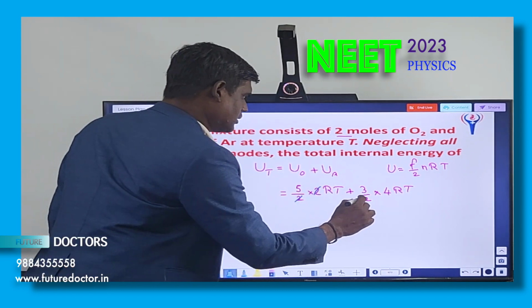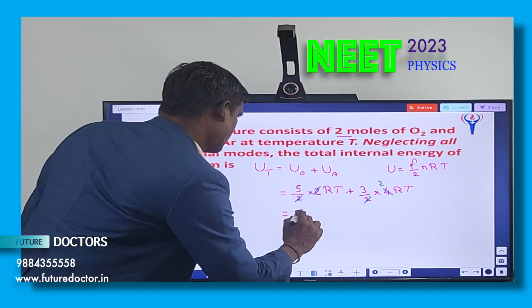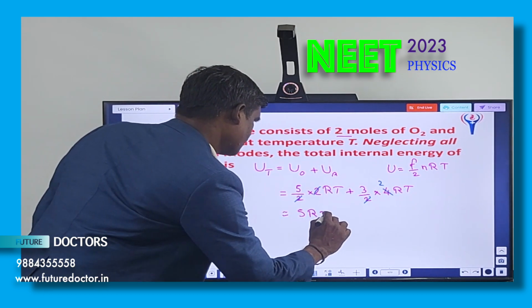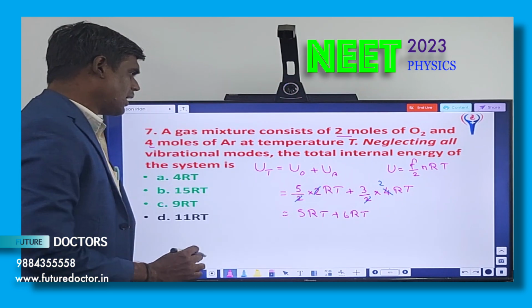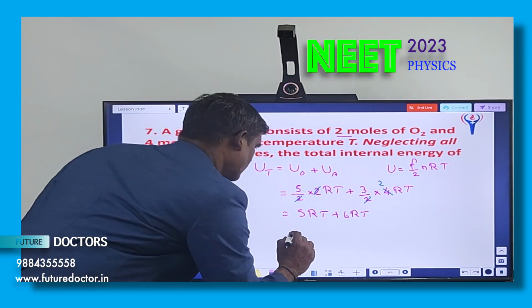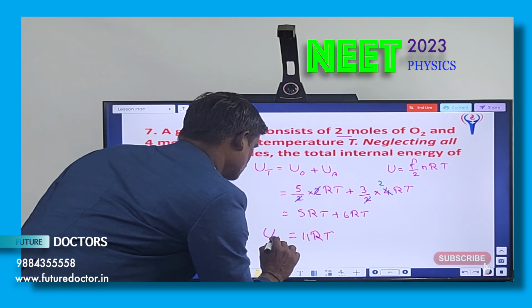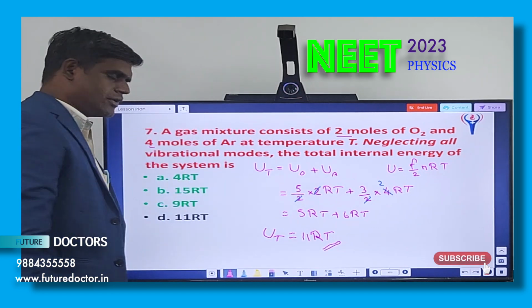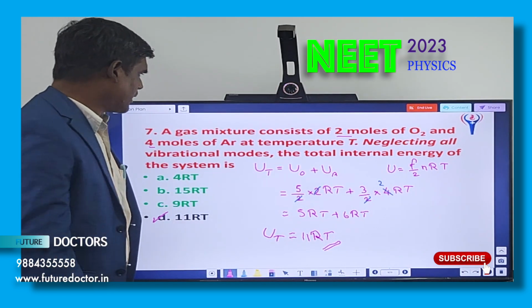2 gets cancelled, 2 4s. Then 5RT plus 3 2s are 6, 6RT. 5RT plus 6RT gives 11RT. This is your total internal energy. Which option? Option D. Option D is the correct answer.